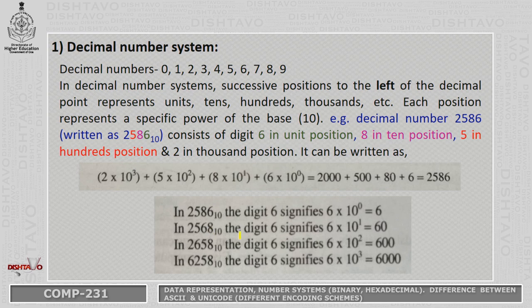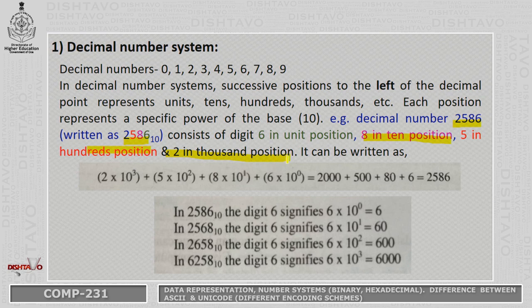For example, if I am taking the number 2586, it will be written as 2586 to the base 10. In this number, 6 is in unit position, 8 is in 10th position, 5 is in 100 position and number 2 is in 1000 position.